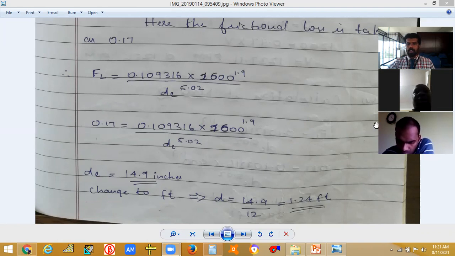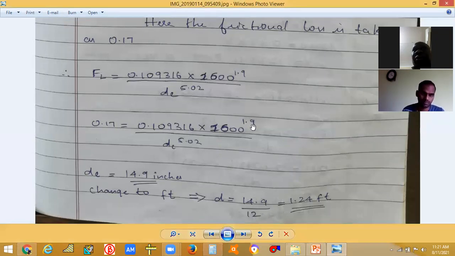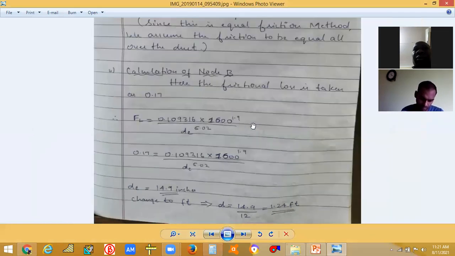Is there any difficulty, guys? No. So the same way, similar way you find it for node B, node C, node D, and node E. Okay.